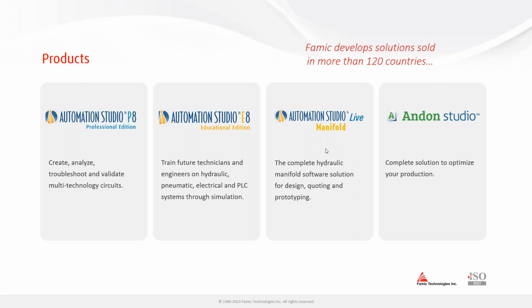Then we have Automation Studio Live Manifold. This is also mostly used by the industry sector. It is the complete hydraulic manifold software solution for design, costing, and prototyping. Then we have Android Studio, which is used for Industry 4.0 purposes. This is the complete solution to optimize your production, and it is mostly used by the production department.